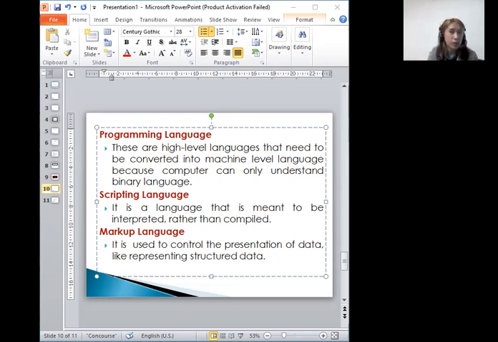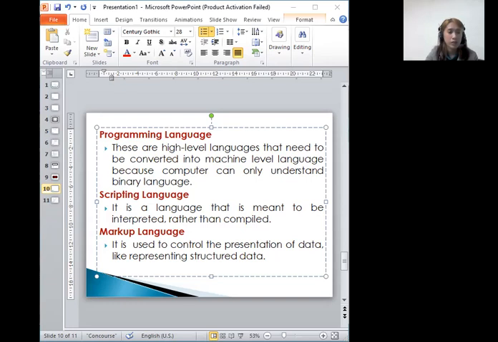A programming language is compiled, but a scripting language is meant to be interpreted rather than compiled. So in scripting languages, what is commonly used is the interpreter, while in programming languages, the compiler is commonly used. Programming languages and scripting languages both belong to high-level languages. Why? Because they both need to be converted. Okay, next, we have the markup language.